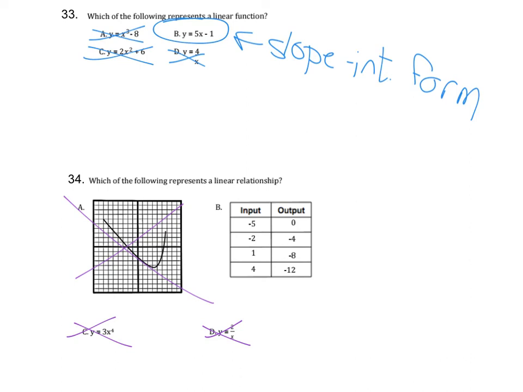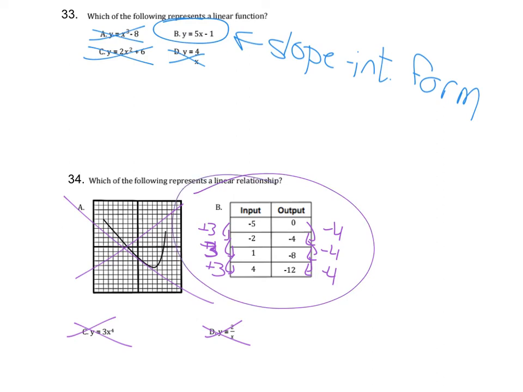Now, by process of elimination, we would say B, but let's check. What do we check in a table? We check for the constant rate of change. So let's look. 0 to -4, down 4. -4 to -8, down 4. -8 to -12, down 4. How do I get from -5 to -2? Add 3. -2 to 1, add 3. And 1 to 4, add 3. Notice I have -4 over 3, -4 over 3, -4 over 3, that's a constant rate of change. That means that's a line.